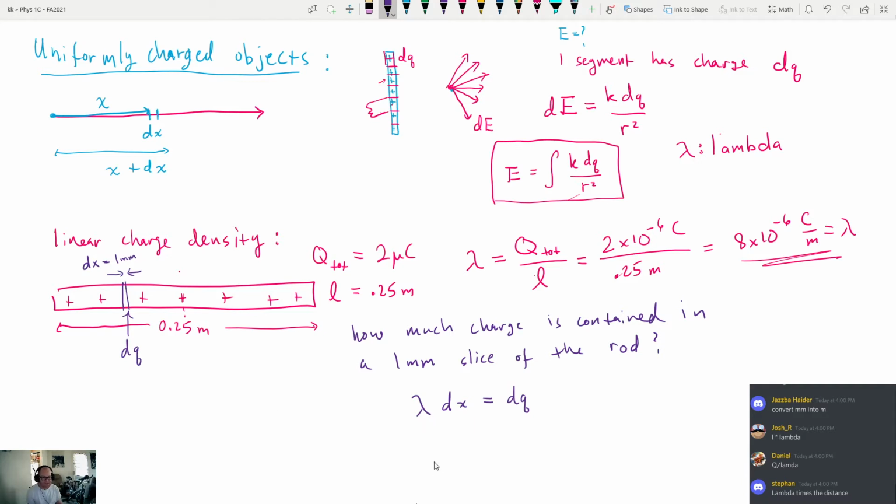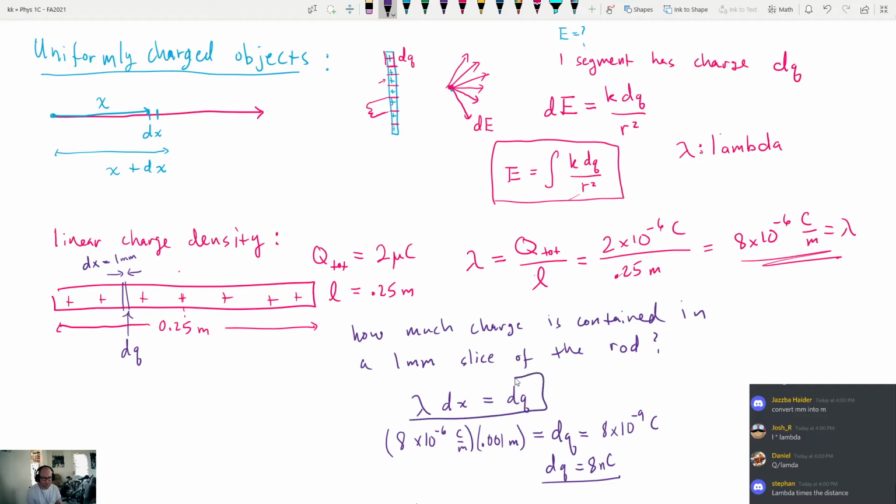If you take lambda times the distance, let's do the calculation. 8 times 10 to the negative 6 coulombs per meter, multiplied by dx, which I'm saying is 1 millimeter, so that's 0.001 meters. I'm going to get an answer that I'm going to call dq, and it looks like 8 times 10 to the negative 9 coulombs, or 8 nanocoulombs.